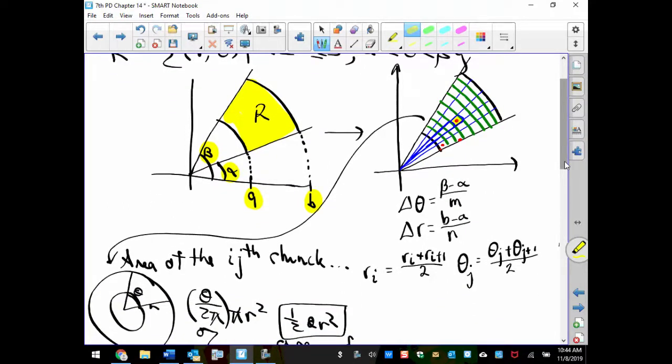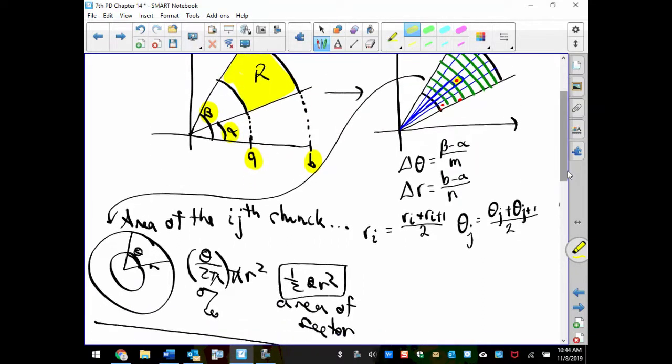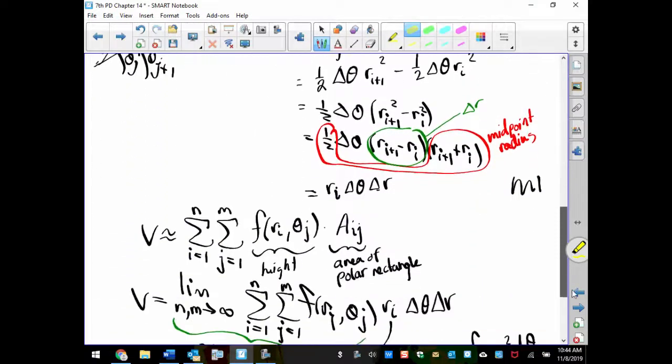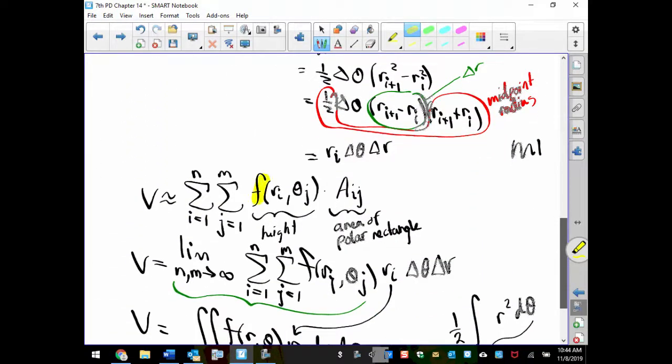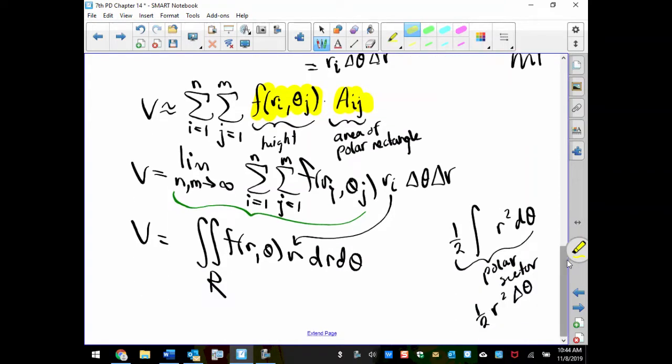And for those smaller polar chunks, we found the midpoint. That's what we did here. We evaluated the function at those midpoints down here, and we multiplied it by the area of each one of those chunks. We found the area of each chunk up here. Then we summed those up to find the definition of a polar double integral.